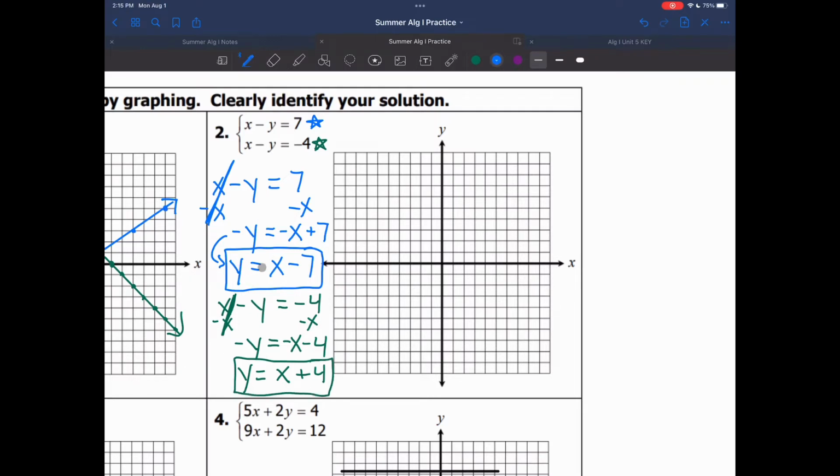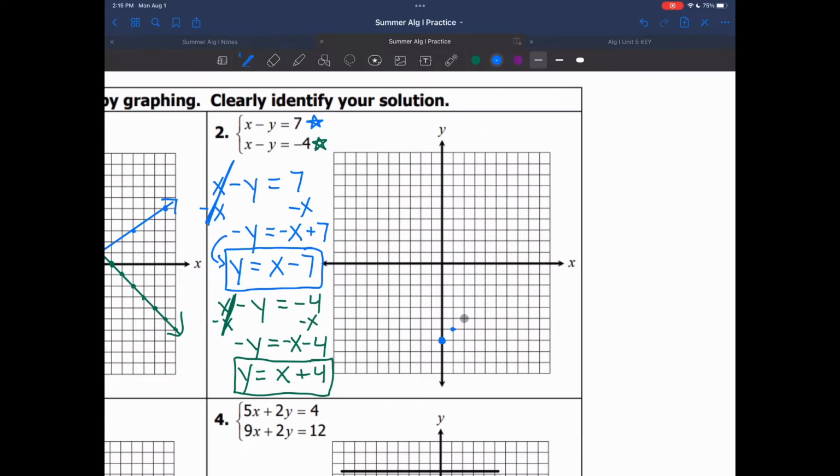I'm gonna graph the top one, this one I have in blue. So I'm gonna start at negative 7 on the y-axis. 1, 2, 3, 4, 5, 6, 7, make my point. Now I have a slope of just 1, right? It's like there's a 1 in front of the x. So you can think of that as 1 over 1, right? So from this point, and they're positive, that means I go up 1, right 1, make a point. And keep going with that.